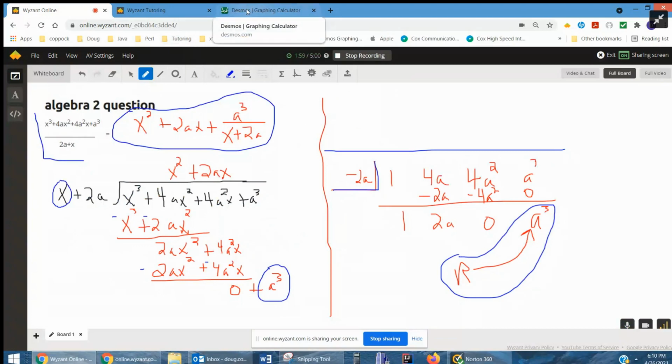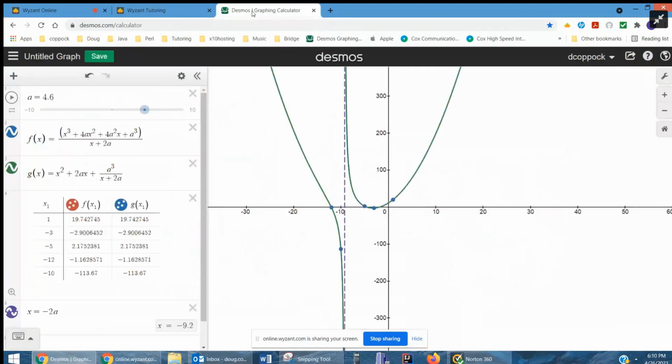Now, just for the heck of it, let's go to Desmos and see what we've got here. I've written these functions as f of x equals the original problem, and g of x equals the answer that we got by using long polynomial division or synthetic division. This little table kind of proves that the graphs are the same. As a matter of fact, if I hide both of those, you can see that they just overlap each other. So they're just different ways of writing the same expression.